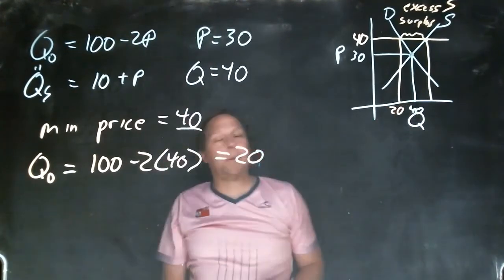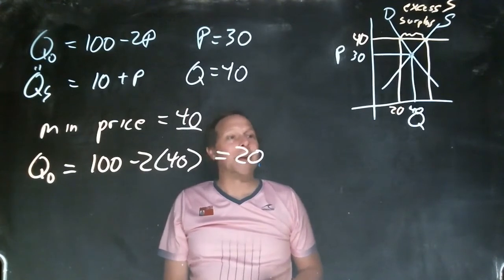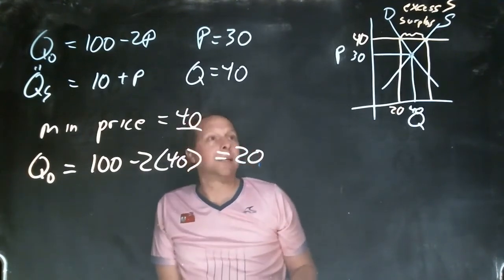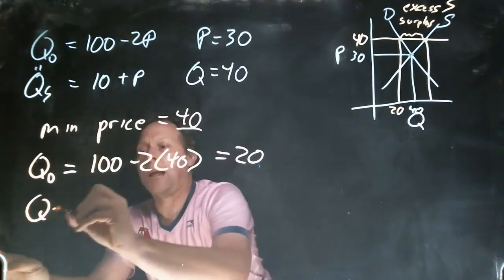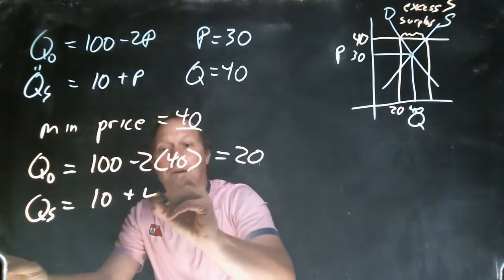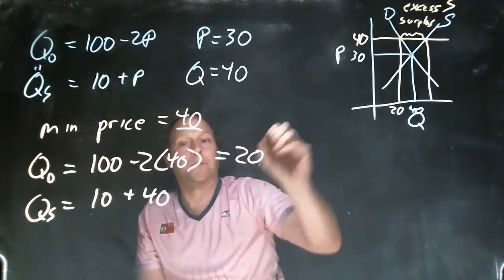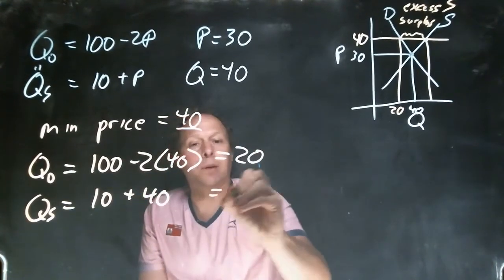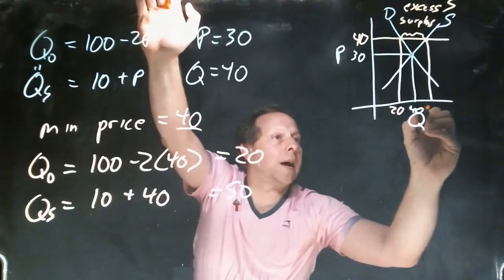So only 20 units are going to be demanded at a price of 40. Quantity supplied at this price is equal to 10 plus price, which is 10 plus 40 equals 50. So that's here.